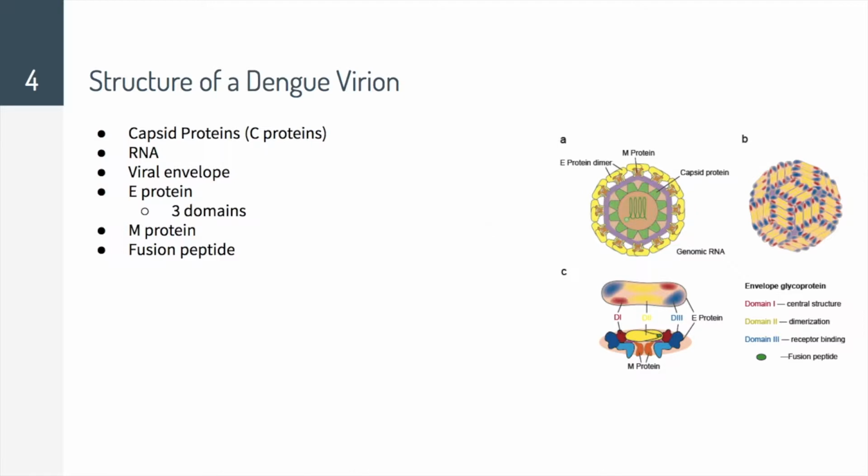Domain 1 is responsible for providing the virion its central structure. Domain 2 is responsible for dimerization, and domain 3 is responsible for the receptor binding and the viral attachment to host cells. Embedded within these is the fusion peptide, which is needed for membrane fusion between the host's phospholipid bilayer and the virion's E proteins, a process that leads to envelope creation.